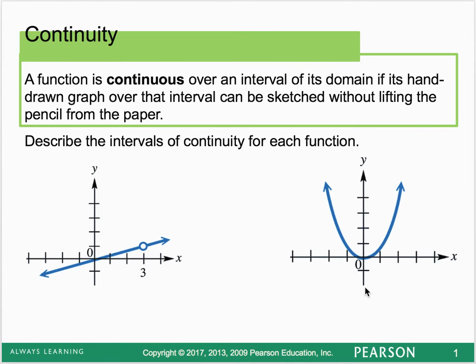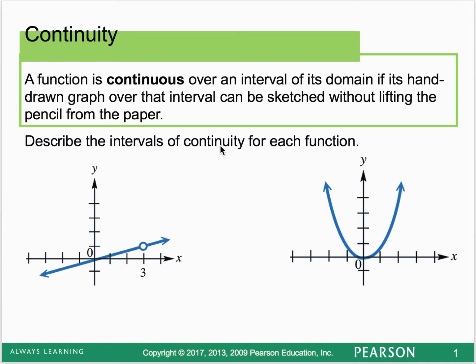Continuing our discussion about functions. A function is continuous over an interval of its domain if its hand-drawn graph over that interval can be sketched without lifting the pencil from the paper, right? So that's basically how we determine if a function is continuous, if you can draw it without ever lifting your pen. So that means the graph cannot have any holes or gaps in it.